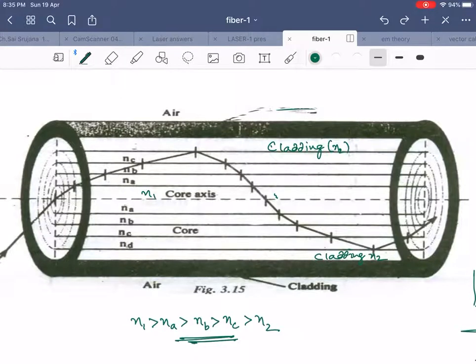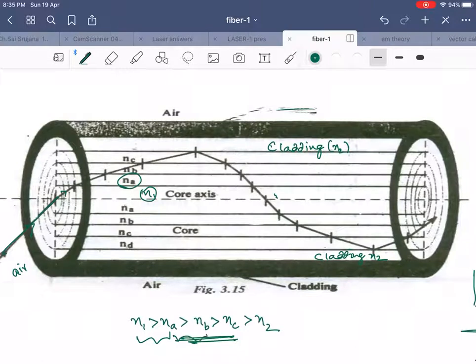Now, according to Snell's law, when a ray travels from a rarer medium to a denser medium, it bends towards the normal, and when a ray travels from a denser medium to a rarer medium, it bends away from the normal. We know that. Now here we are launching the light. The light travels from air to glass, from a rarer medium to a denser medium, so it bends towards the normal. Now it is inside. This ray is traveling from refractive index N1 to refractive index Na, but N1 is greater than Na. So the ray travels from a denser medium to a rarer medium, so it bends away from the normal.